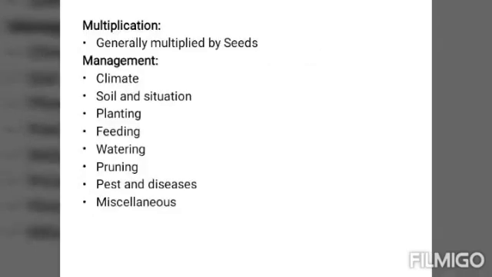Now we'll come to the multiplication. When we talk about multiplication, obviously it's about propagation, how you're going to multiply it. Palms are generally multiplied by seeds. Seed is freshly collected and sown. You collect the seed and sow it. After that, at once they may germinate in 2 or 3 weeks. It takes 2 to 3 weeks to grow.